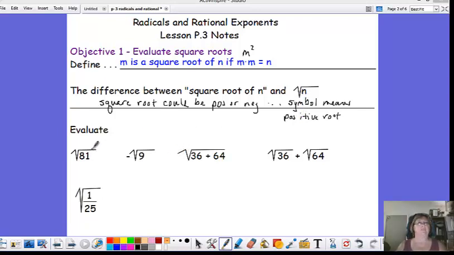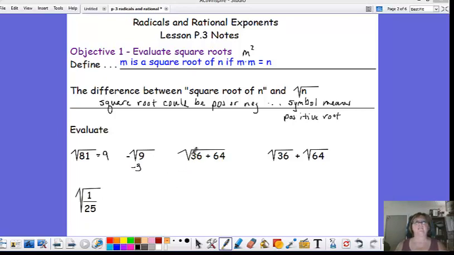So with that background in mind, we're going to think about evaluating some square roots. The square root of 81, you know and I know, the positive square root, because we're only talking about the symbol here, is 9, because 9 times 9 is 81. That's pretty straightforward. This one says give us the opposite of. When you see that negative sign out in front of an expression, it's good to think the opposite of. This says give us the opposite of the square root of 9. Well, the square root of 9 is 3, and the opposite of 3 is negative 3.